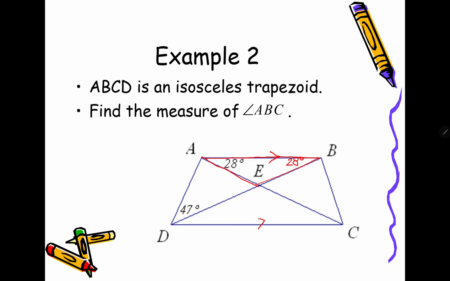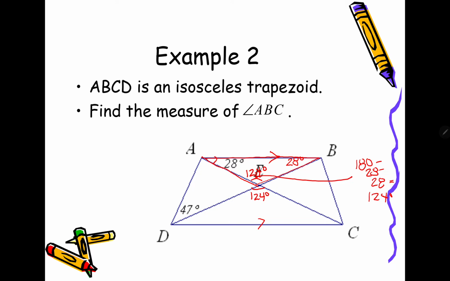Very awesome. We can also figure out what this angle is, right? Angle E, because this is a triangle, so what's 180 minus 28 minus 28? Well, that's equal to 124 degrees, right? So that's 124 degrees. Well, guess what, guys? Vertical angles are congruent, so this is 124 degrees, right?